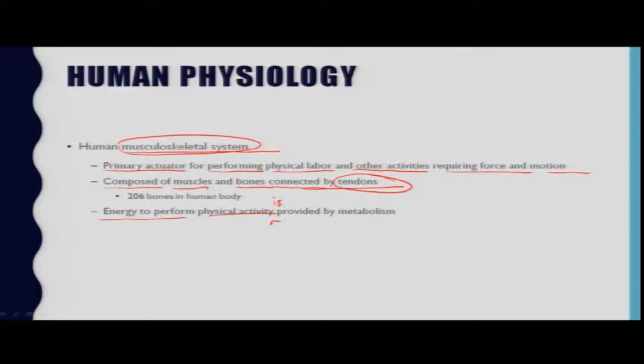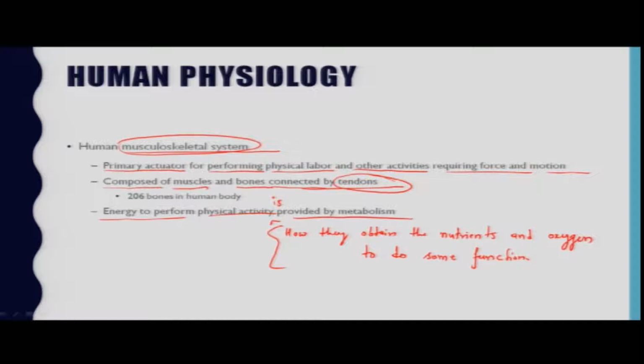In this lecture, we will also try to understand the metabolic process of human muscles, as well as how they obtain the nutrients and oxygen to do some functions. Firstly, we will briefly describe the skeletal component of the musculoskeletal system.